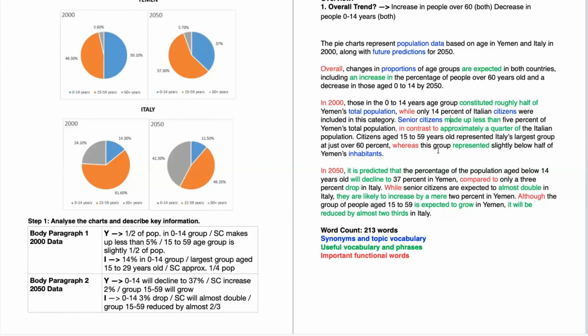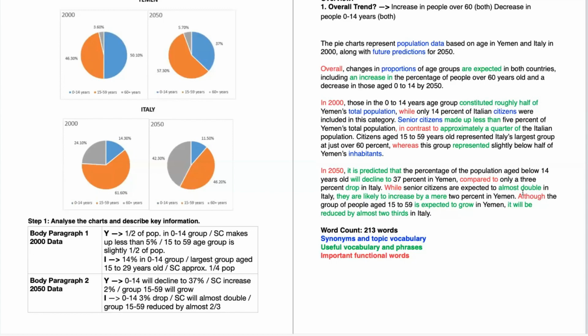Very simple. The thing you should be paying attention to here is the connectives. So we see "while," "in contrast to," and "whereas." These are great ways to compare while saving on word count and also tying things together without having to make two separate sentences. So I was able to compare in that way. Same thing in our last paragraph: "compared to," "while," and "although." Great ways to show contrasting arguments.